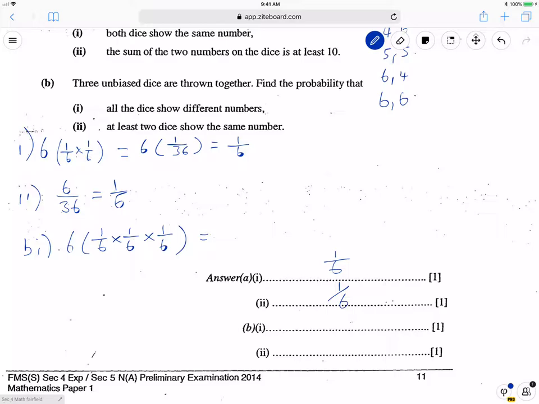Okay, but that's not the answer. Sorry, what do you get? 1 over 36. Okay, but that's not the answer because they are asking for all the dice show different numbers. So 1 over 36 is the probability that they show the same number. So what do you have to do? You have to take 1 whole minus 1 over 36. 35 over 36, which looks a bit weird. All the dice show different numbers.